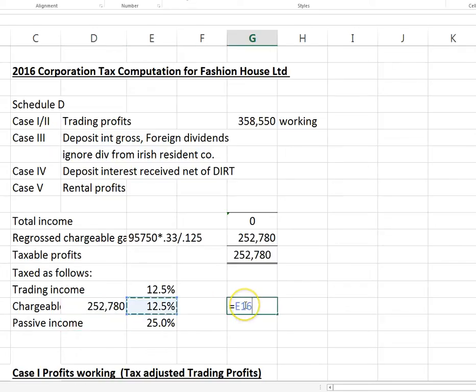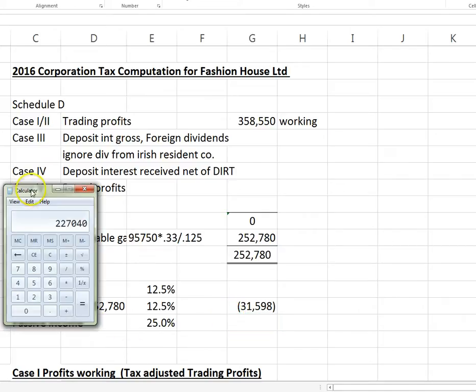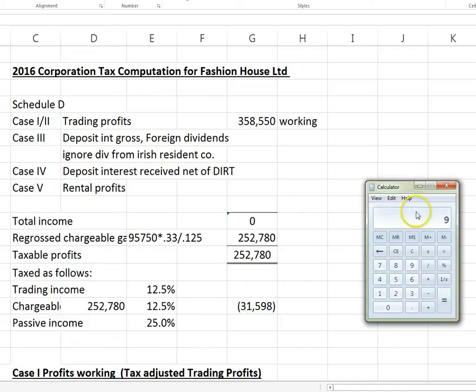They'll pay corporation tax of 12.5% on that, and that works out at tax of 31,598, which is what someone would have paid. 95,750 by 0.33 works out at 31,597.5, which is the same, 31,598. So really, because companies pay tax at 12.5% on trading profits and chargeable gains, we have to adjust the chargeable gain up. It's called regrossing it up.